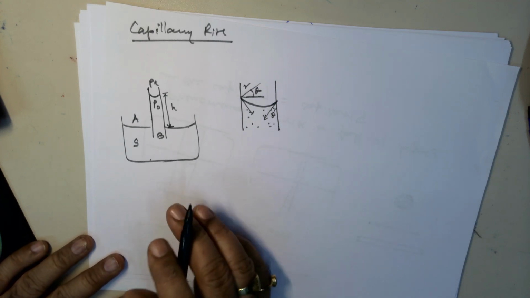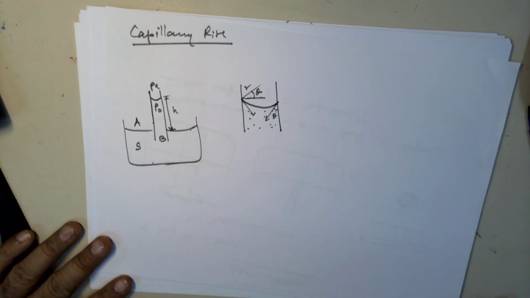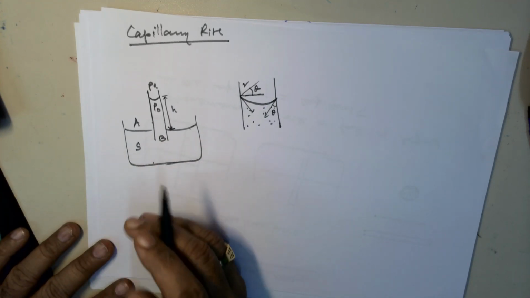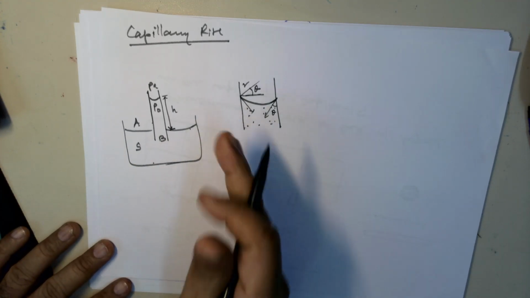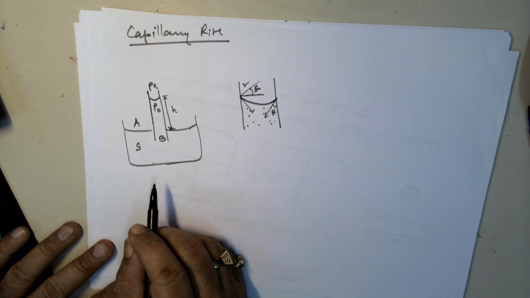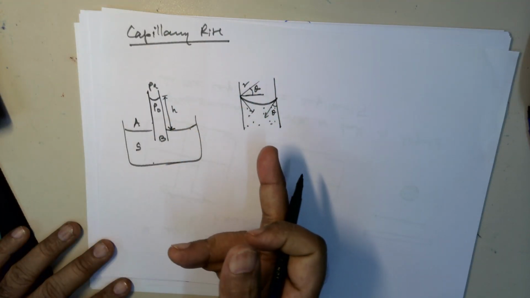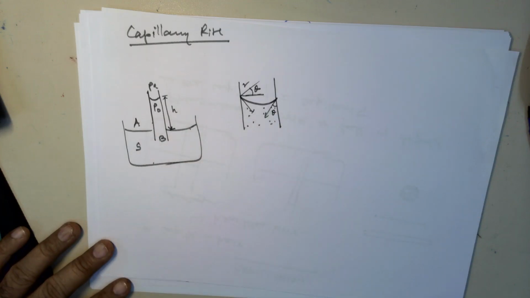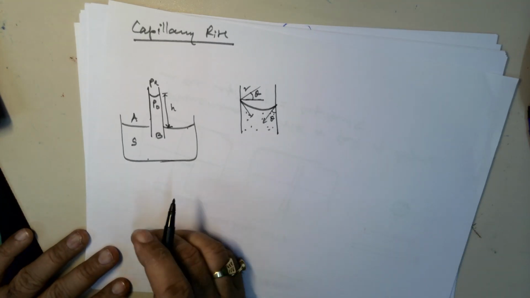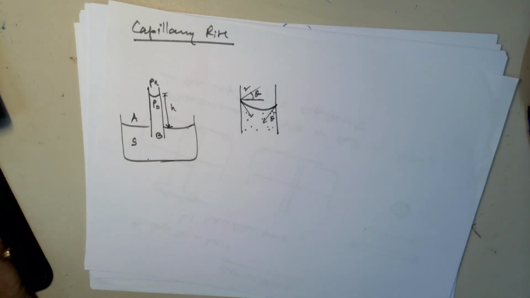One application of the pressure difference across the curved surface is the water rising up in a narrow capillary tube. In spite of gravity, which is a downward pull, there is a rise in the liquid level. So we are going to study this capillary rise.